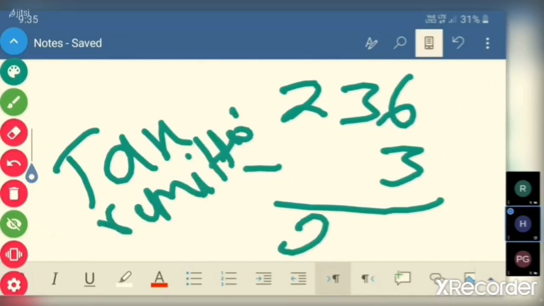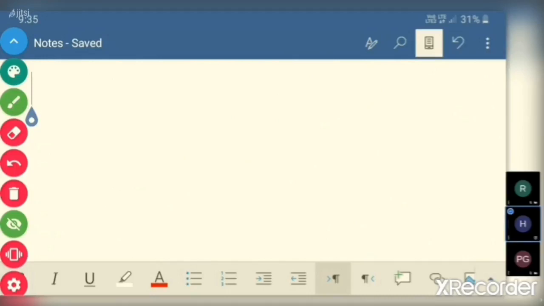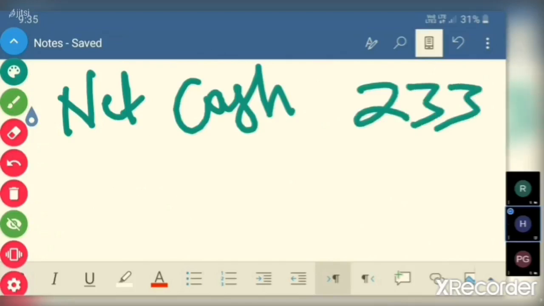What is left is 233. Actually, it is 2.33, but for ease of calculation we have taken 3 rupees. So 233 he will be left with as net cash. Now let us calculate the net cash available in the composite scheme for the seller, and also let us calculate the profit. So what is he left with? 233, that is 236 minus 3 rupees. 233 net cash he will be left with.